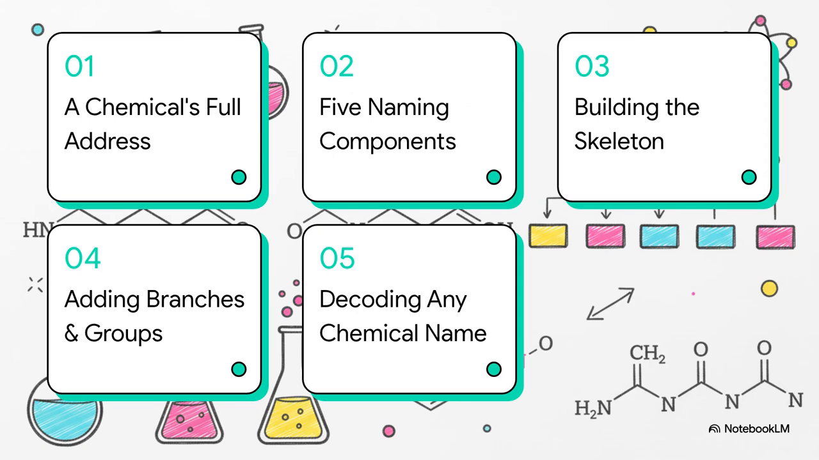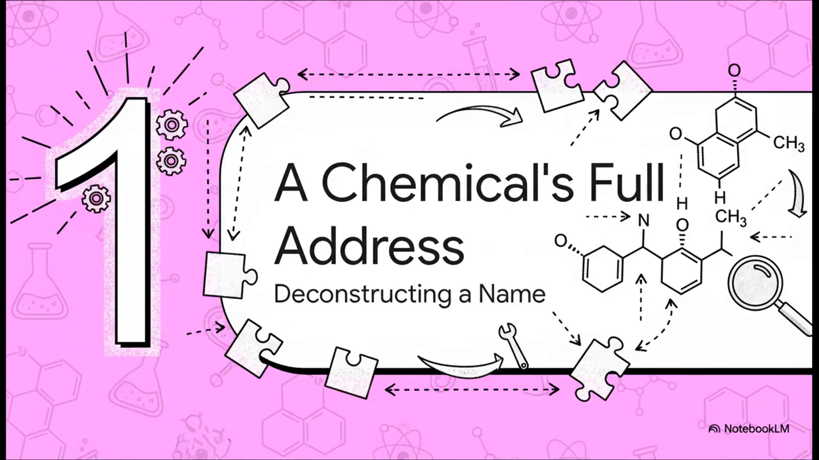And here's our map for today. First, we'll take a chemical's full address and pull it apart. Then we'll get into the 5 universal parts that make up every name. After that, we'll build a molecule's carbon skeleton, add on all the extra bits and pieces, and by the end, you'll be able to decode any chemical name you come across. Okay, let's get right to it.